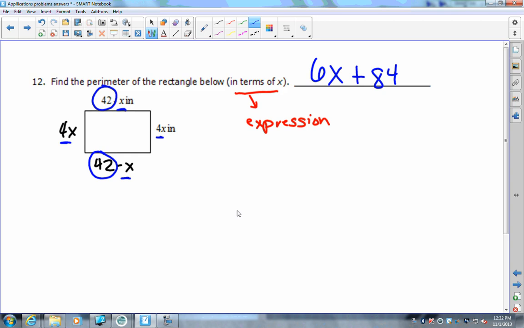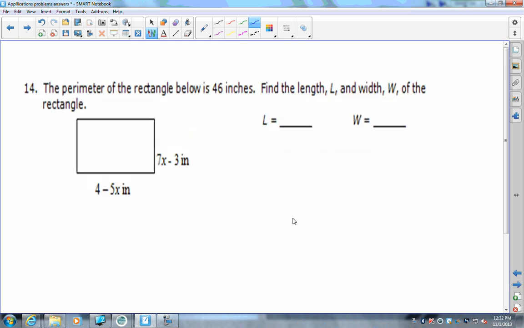Okay? So now, but look at the difference on 14. On 14, what's in the problem? It tells you the perimeter of the rectangle is. It tells you what the perimeter is. So now when we go to find it, our answer is actually going to be a number because it told us what the perimeter is.